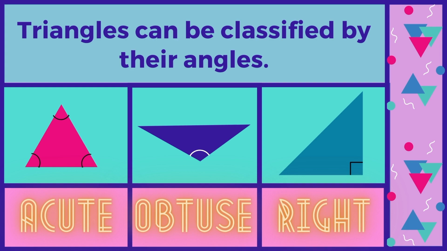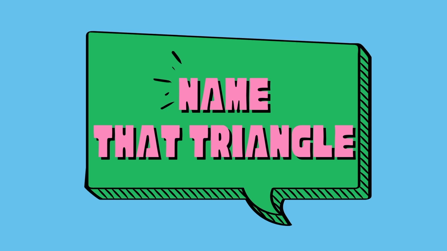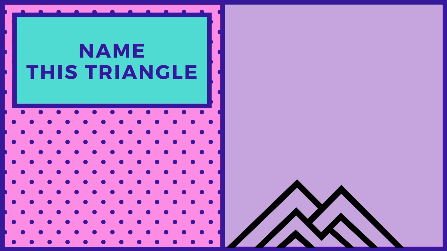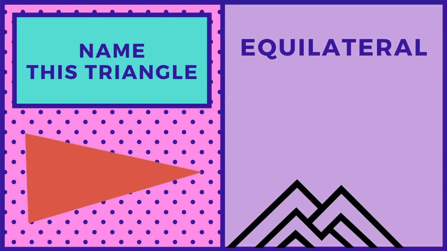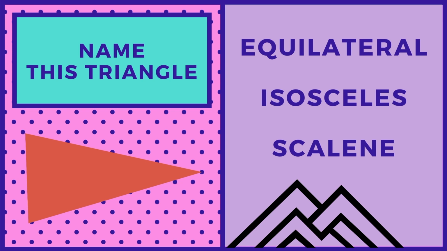And now it's time to play Name That Triangle. On the left, you'll see a triangle. See if you can pick its correct name from the list on the right. Here's your first triangle. Does it have all equal sides? 2 equal sides? Or no equal sides? What do you think? It has 2 congruent sides, so that makes it isosceles.